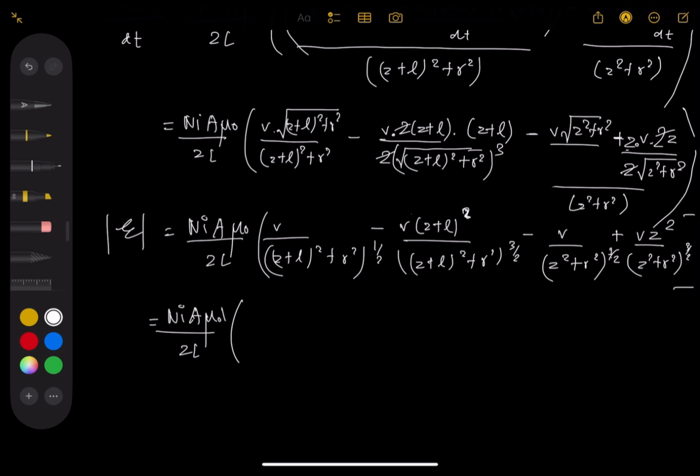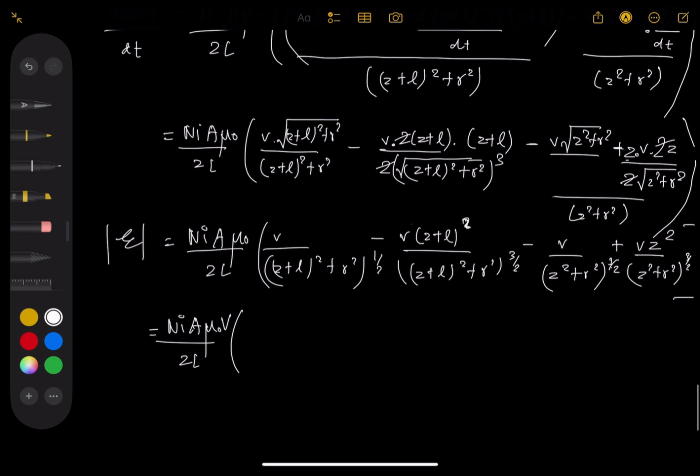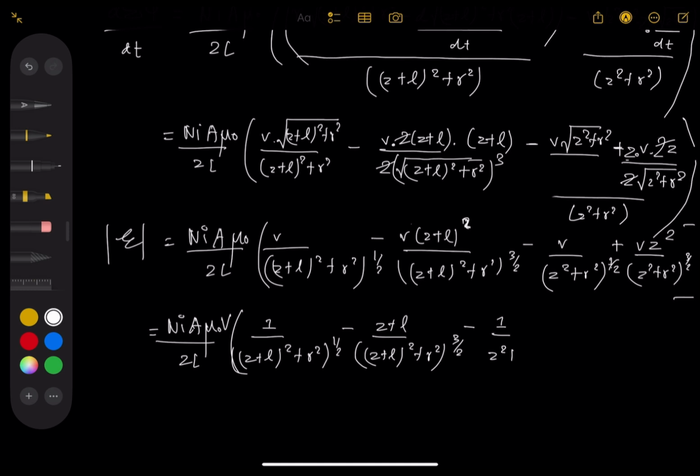So v is going to be taken as a factor from all of them. We may basically say that it is v times: 1 over z plus L whole squared plus r squared to the 1 over 2, minus z plus L over z plus L whole squared plus r squared to the 3 over 2, minus 1 over z squared plus r squared to the 1 over 2, plus z squared over z squared plus r squared to the 3 over 2.